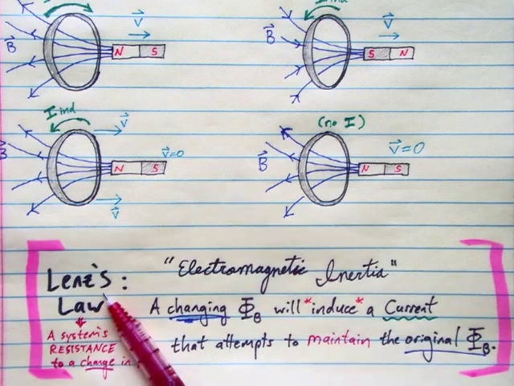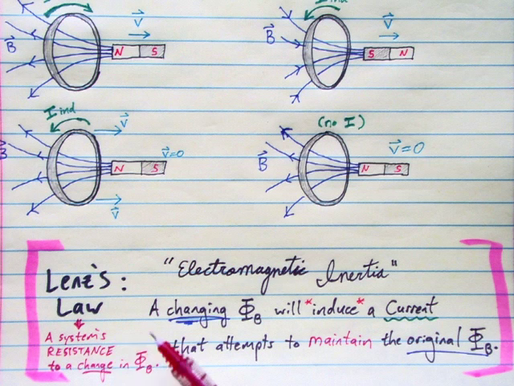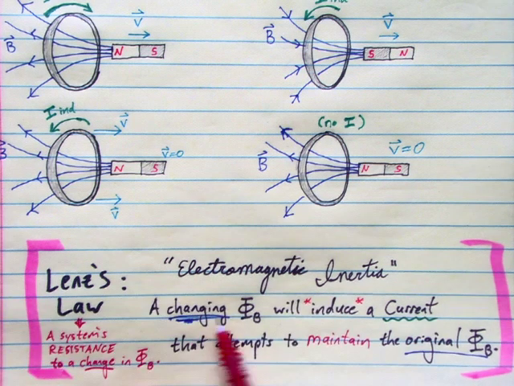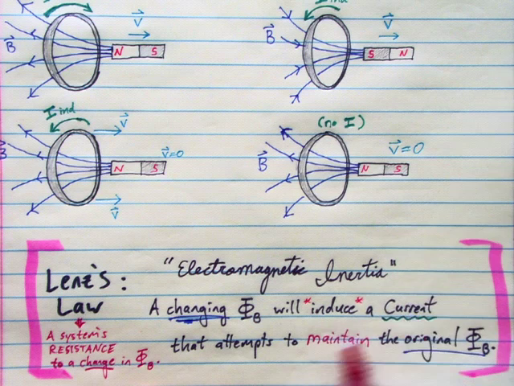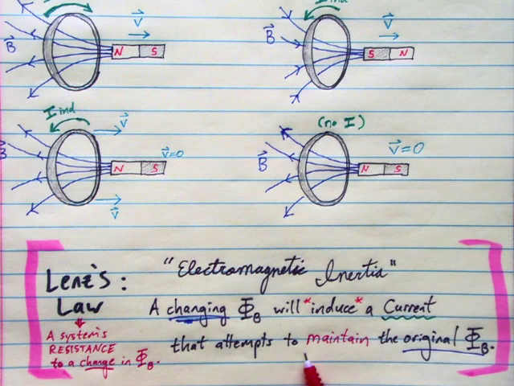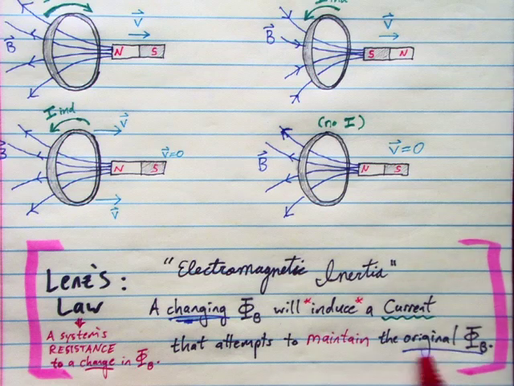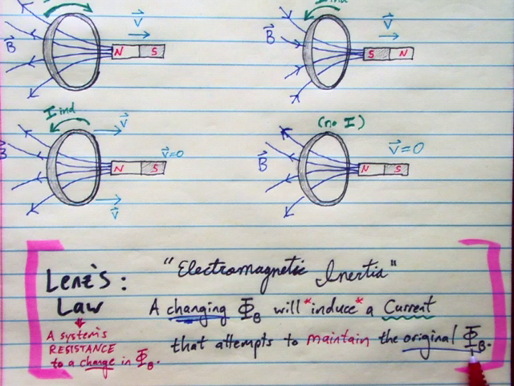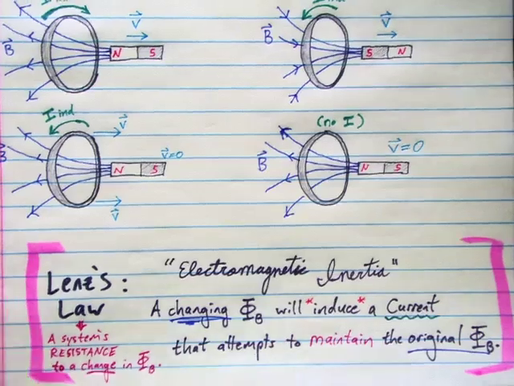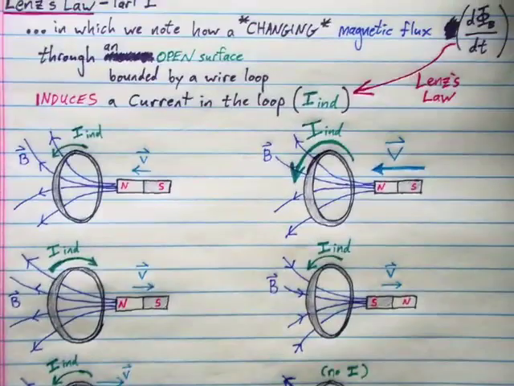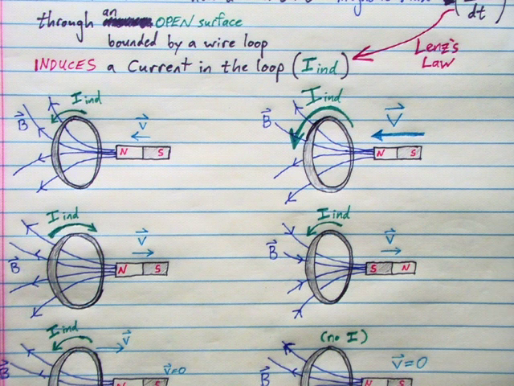Okay, and Lenz's law tells us the direction of the current that will be induced in response to a changing magnetic flux. A changing magnetic flux will induce a current that attempts to, here's the big idea, maintain the original magnetic flux. Let's apply that to these examples above, see if we understand what Lenz's law is saying.